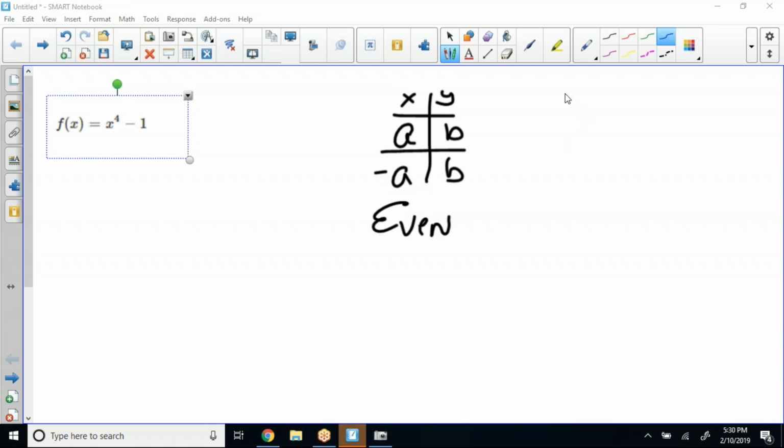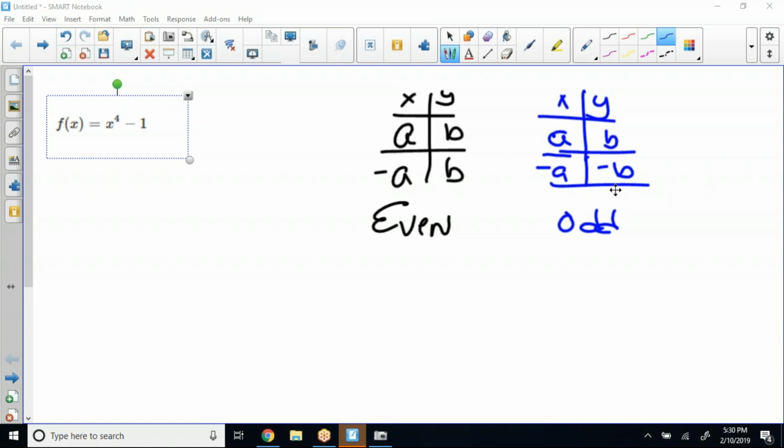Now, if I do the same thing and pick a and negative a, and it comes out with b and negative b, meaning an x and its opposite gave the same outputs but different signs, then it would be odd. And if it doesn't match any of these, then it would be neither. The easiest thing would be to just pick 2 and negative 2.